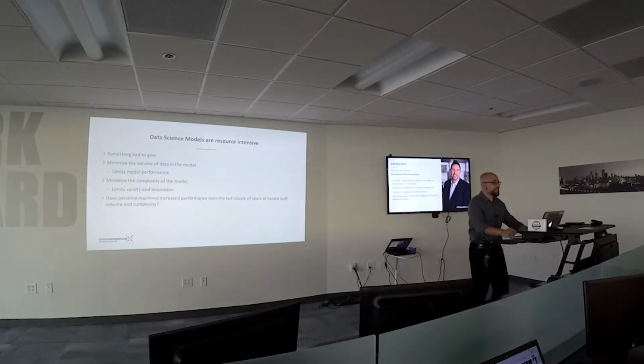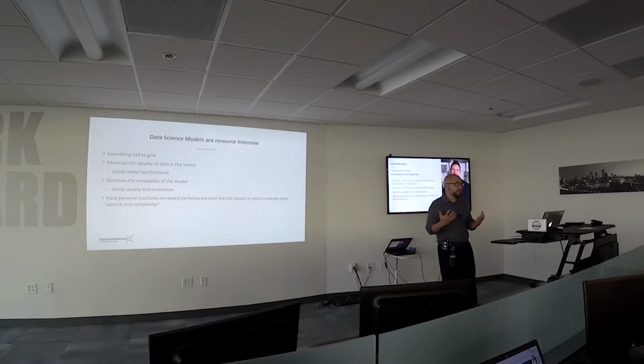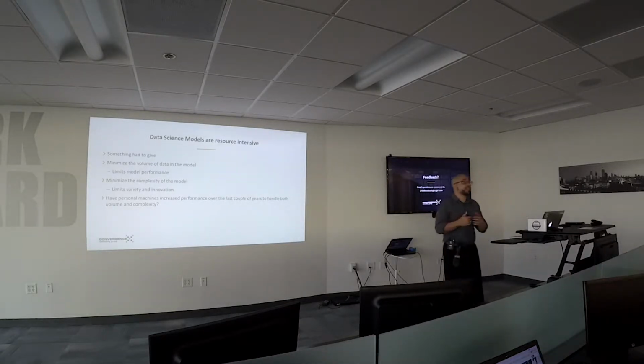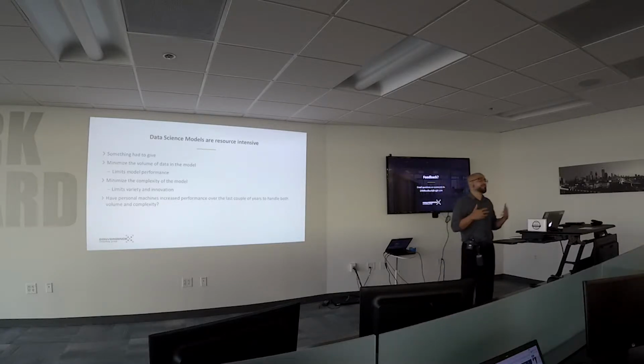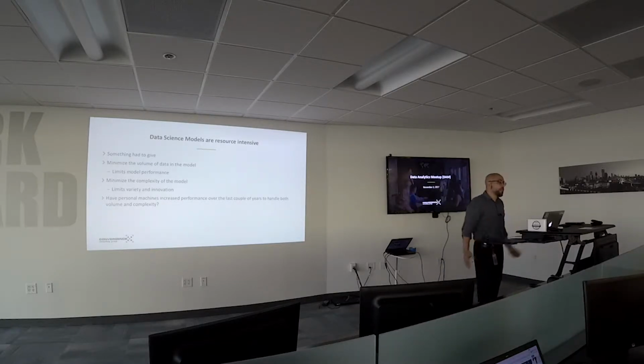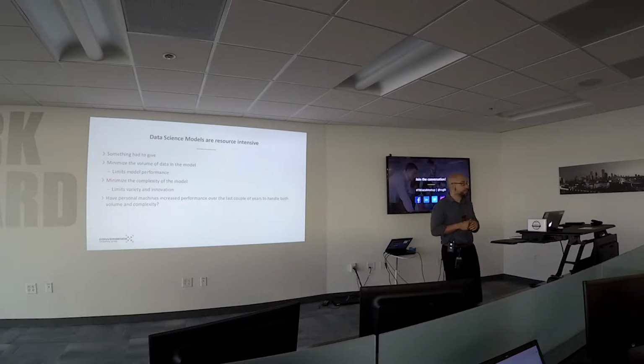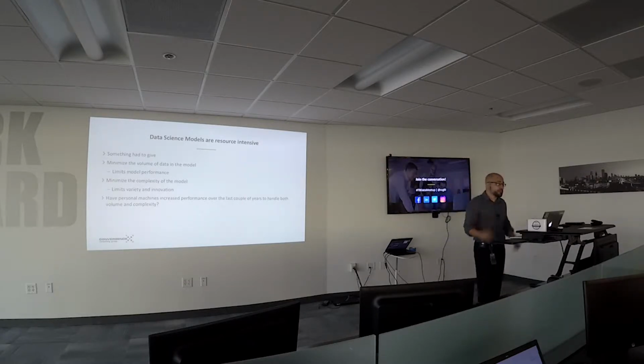All right. So something had to give. You either have to limit your data set, which obviously the more data you have, the better your model is going to perform, the more robust it will be, the more likely you are to pick up outliers or at least detect outliers. Or you would minimize the complexity of your data. So you would take out certain parameters that you wanted to measure just because it would allow your model to run faster. So you're limiting the innovation of your model or the flexibility of it.